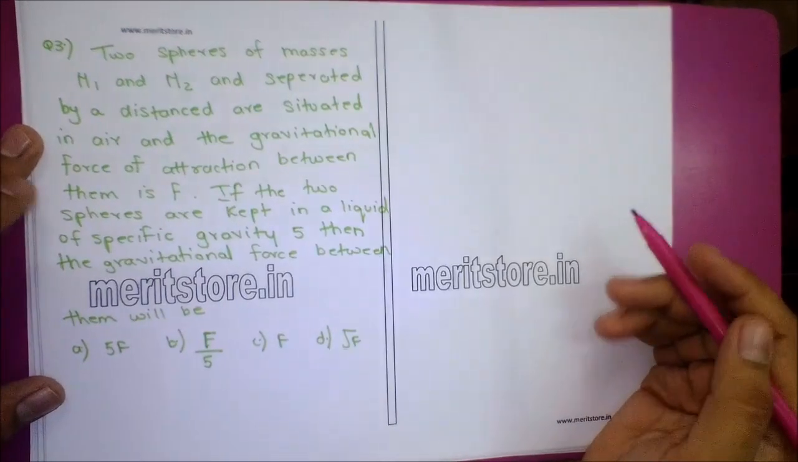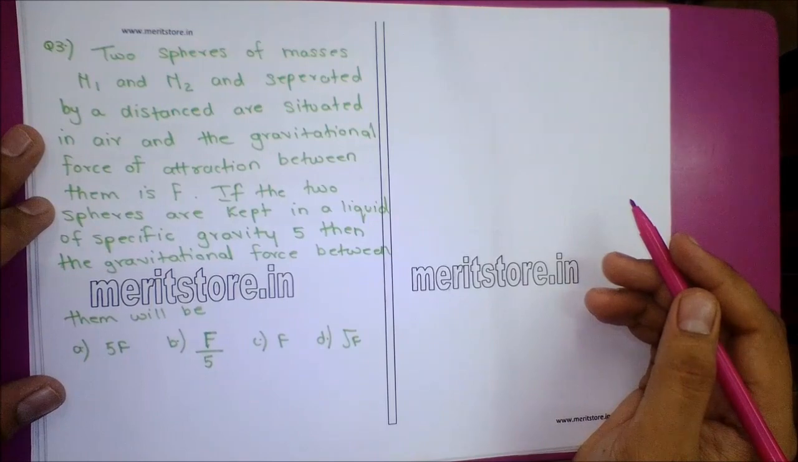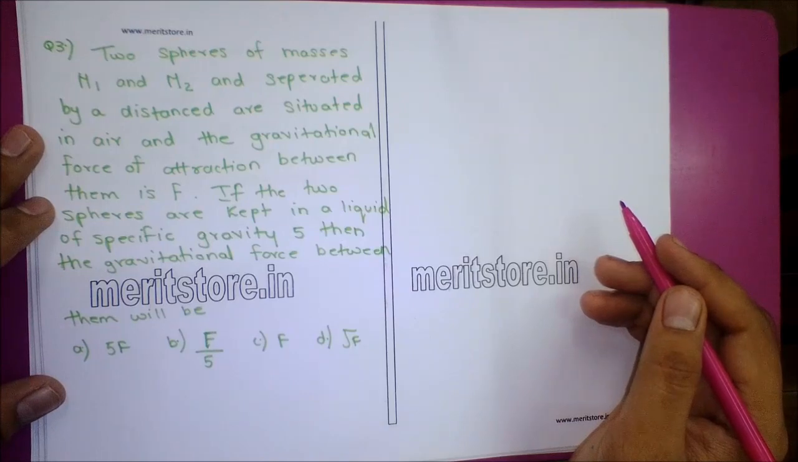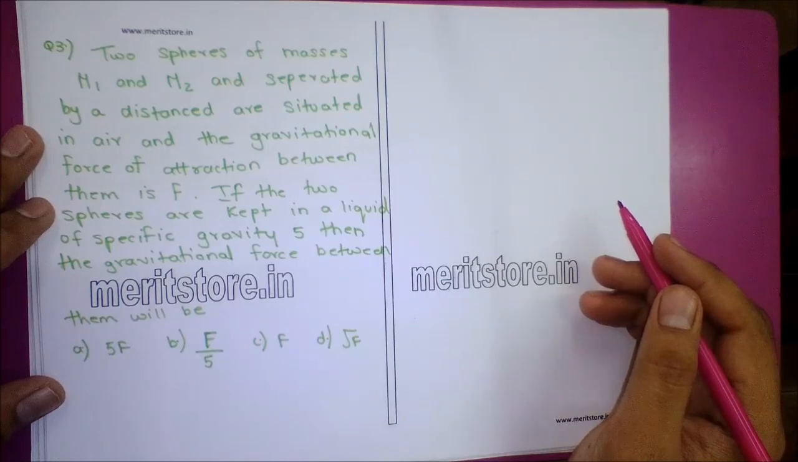Question 3. Two spheres of masses m1 and m2 are separated by a distance and situated in air, and the gravitational force of attraction between them is F. If two spheres are kept in a liquid of specific gravity 5, then the gravitational force between them will be.